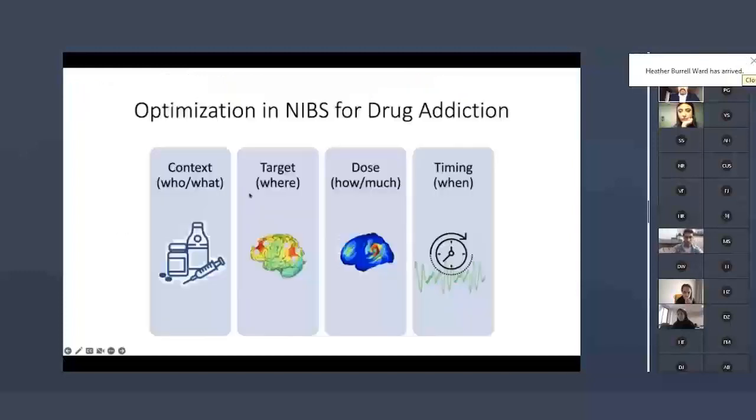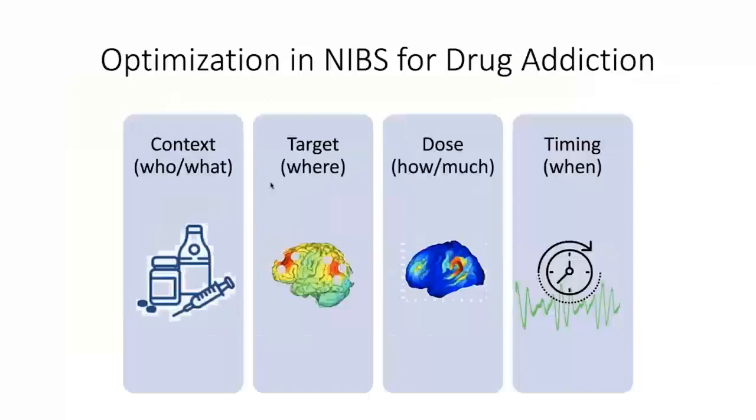So we will try to discuss this specific issue. And when we talk about optimization, we have optimization in at least four major dimensions: context, target optimization, dose optimization, and timing optimization. So we'll have it in at least four different topics.